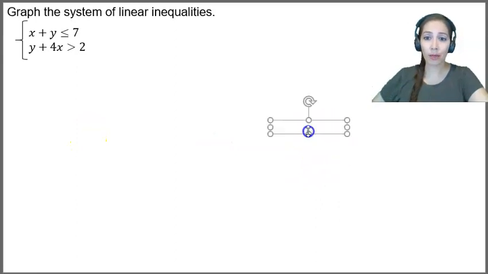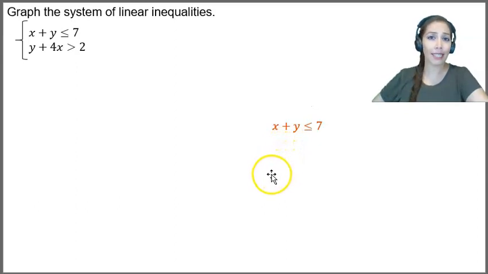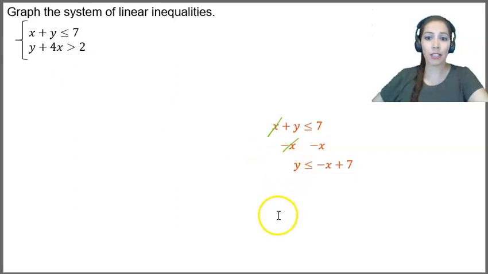So the first one I'm going to look at is x plus y less than or equal to 7. I can move that x to the other side by subtracting it. When I do that, the x's cancel out on the left, and I get y less than or equal to negative x plus 7. From here, I can see that my y-intercept, b, where it crosses the y-axis, is at 7, and my slope is negative 1.